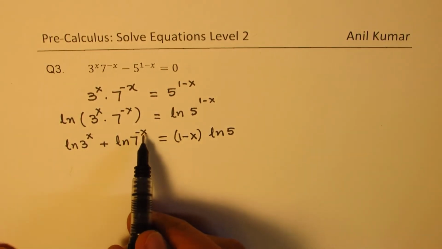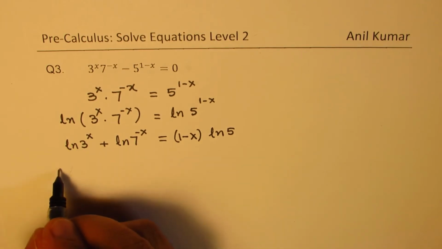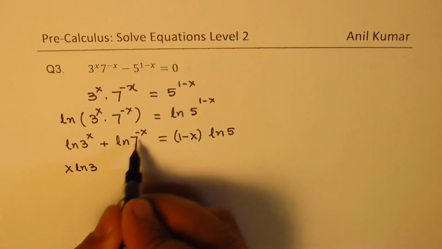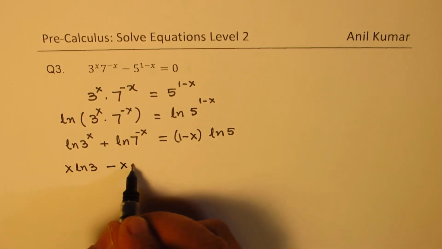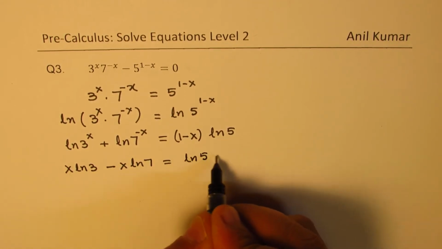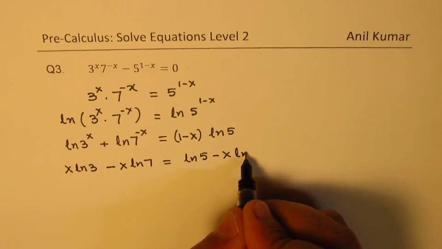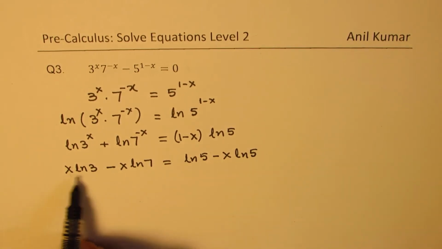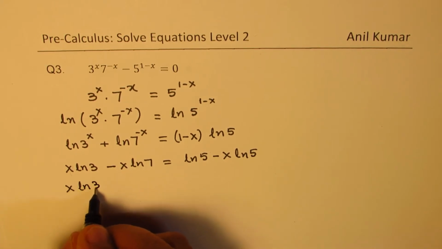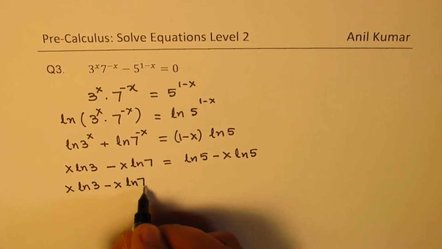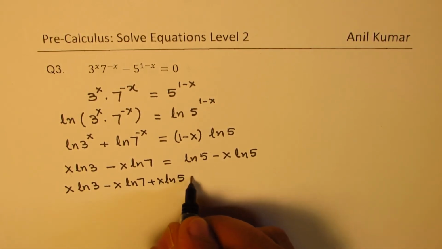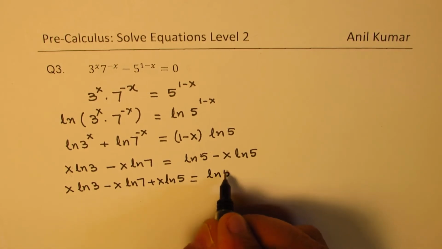Now again, let's apply the power rule here also. So we get, in this particular case, x ln 3, and this is minus x ln 7, is equal to, let's open this bracket, we have ln 5 minus x ln 5. Now taking all these x terms on the left side, we get x ln 3 minus x ln 7, and that is plus x ln 5 equals ln 5, correct?